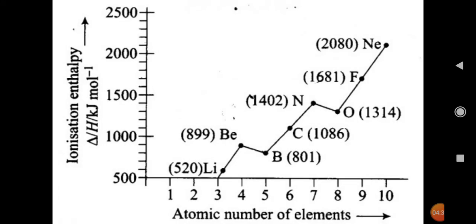Coming to isoelectronic species, the one which has fewer protons will have the larger atomic radius. That is called isoelectronic species. We have a number of examples, and you also know a number of values.